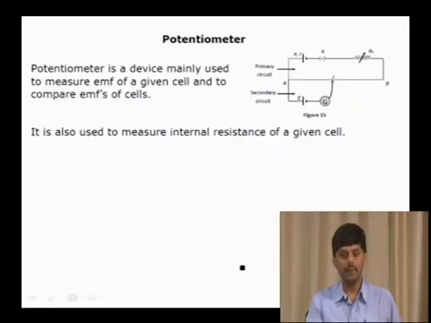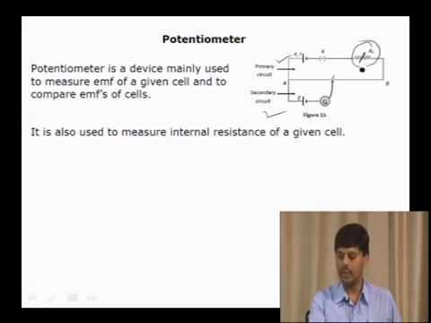Next, the potentiometer. A potentiometer is a device mainly used to measure the EMF of a cell and to compare the EMFs of cells. It is also used to measure the internal resistance of a cell. This is the diagram. We have a primary circuit and a secondary circuit. The primary circuit consists of a variable resistor, a rheostat, the source along with the key, and AB is the wire. The external circuit consists of the cell with the galvanometer and the jockey. This is the secondary circuit.